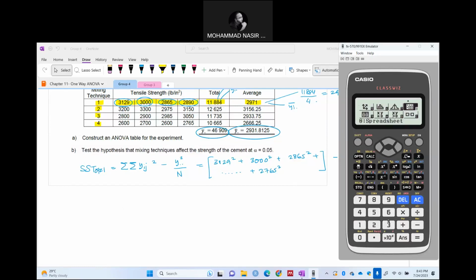So we go to 6 and find one minus variable, which is number 1. We include all the values: 3129, 3000, 2865, 2890. This is 3200. So make sure you input the data in calculator carefully. Right, salah input, got wrong result.